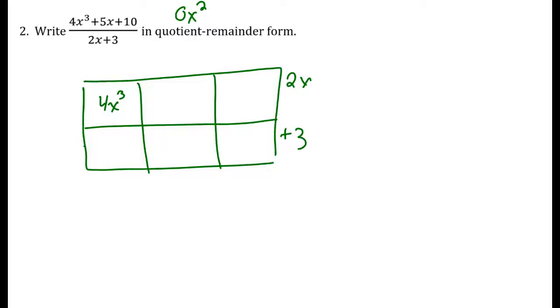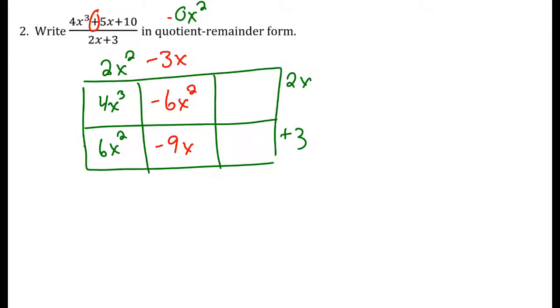I know I need a 4x cubed there. What times 2x is 4x cubed? Well, 2x squared. Multiply through. 2x squared times 3 is 6x squared. I want 0 of them. I don't want any x squareds there, so that has to be a minus 6x squared there. Negative 3x times 2x is negative 6x squared, and I can multiply through.